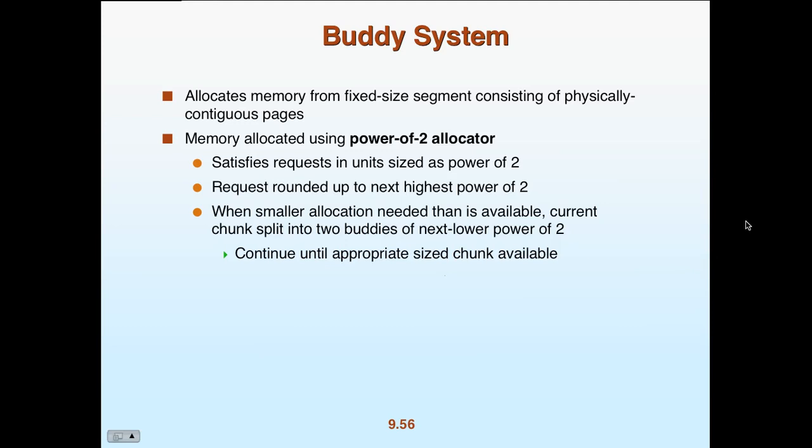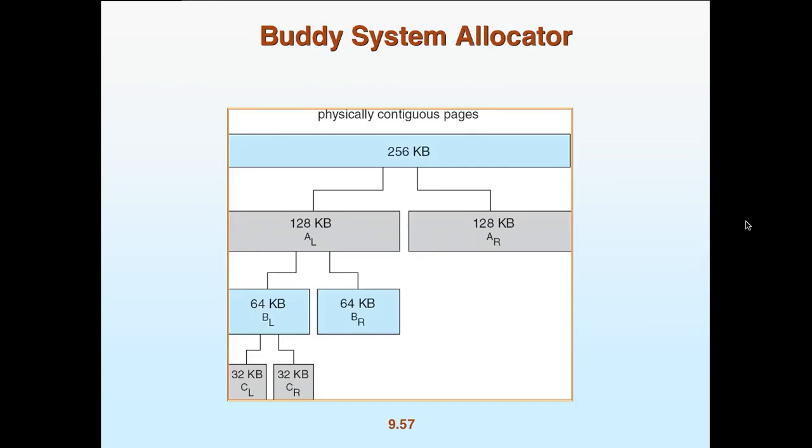So we keep splitting. We allocate in powers of 2 and split it out to assign it. Here's our buddy system allocator, our physically contiguous pages. We break it out, break it out, break it out again until we end up with the size that's needed for our particular task.